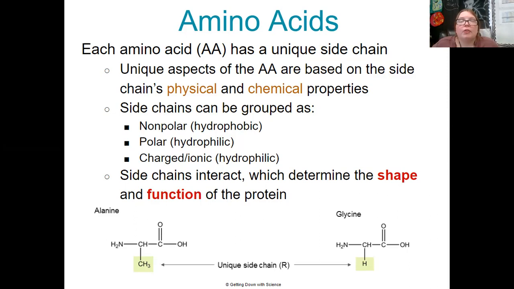Like a technophile, they love technology. Hydrophilic loves water. It dissolves in water. Ionic or charged compounds will also dissolve in water. I think we talked about dissociation when we talked about the solubility of water. So those things will definitely be hydrophilic. Depending on how that side chain interacts with water determines what it's going to do.